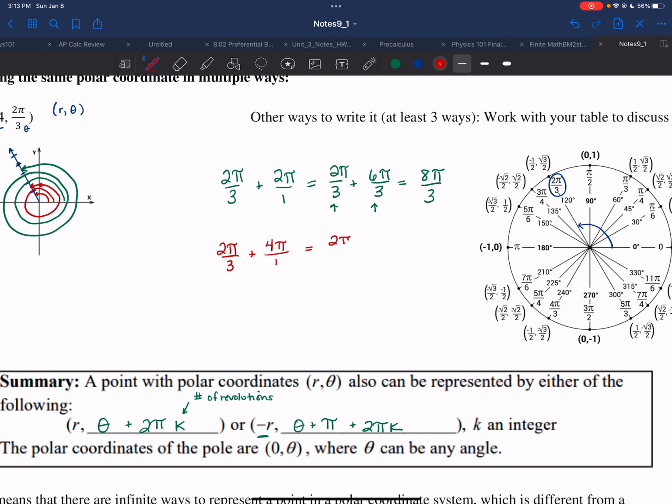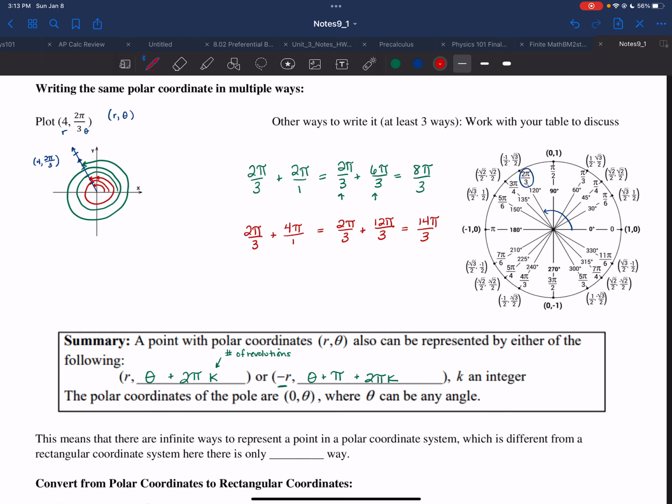So I have my original 2 pi over 3, and then I'm going to add to that 4 pi. So 4 times 3 is 12, so I would have 12 pi over 3, and that's going to equal 2 plus 12, which is 14 pi over 3. And you can keep going however many times you want, depending on how many revolutions you want to go around. All right.